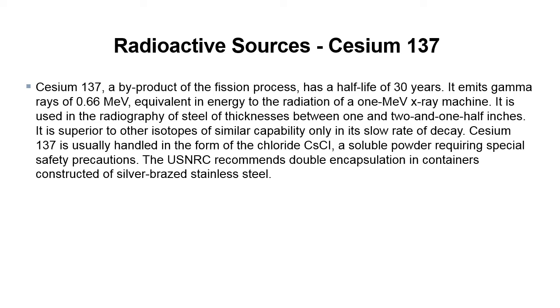Cesium-137, a byproduct of the fission process, has a half-life of 30 years. It emits gamma rays of 0.66 MeV, equivalent in energy to the radiation of a 1 MeV X-ray machine. It is used in the radiography of steel thicknesses between 1 and 2.5 inches. It is superior to other isotopes of similar capability only in its slow rate of decay.